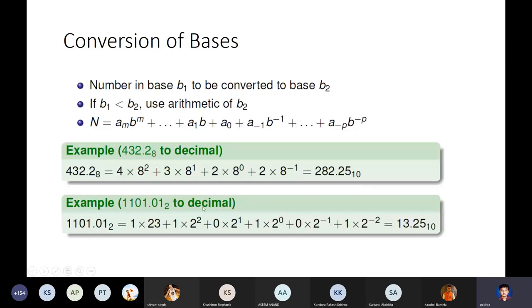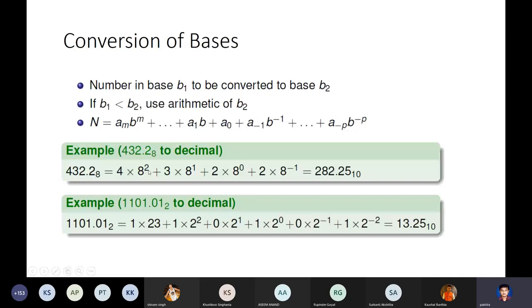Similarly, for binary to decimal, you just use decimal arithmetic. Why am I saying that this is the decimal arithmetic? See, because the powers are represented as decimals, right? The powers are represented as decimals.